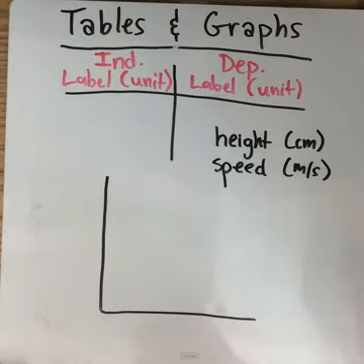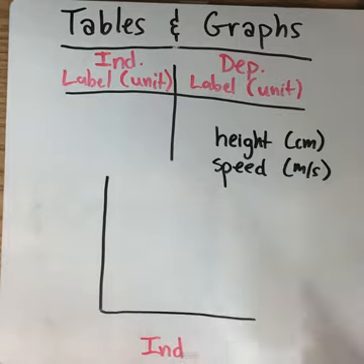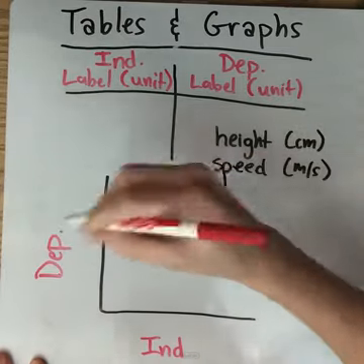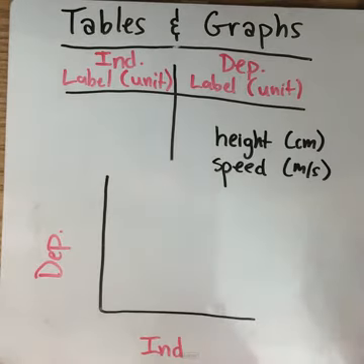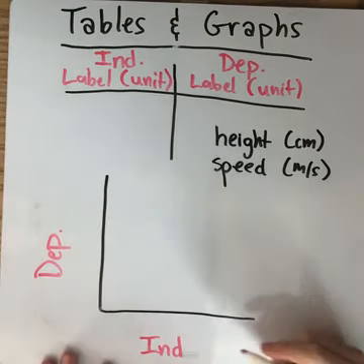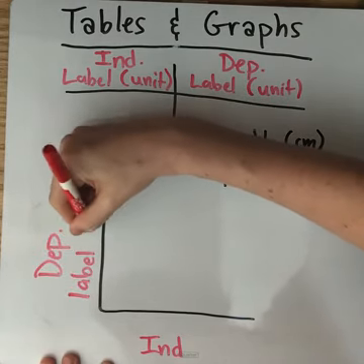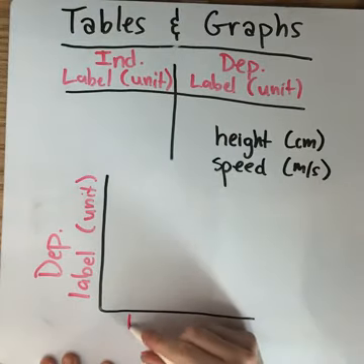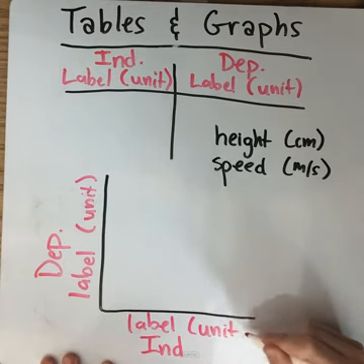Now, when it's time to make the graph, the independent variable always goes on the bottom axis or the x-axis, and the dependent variable goes on the side axis or the y-axis. Once again, when you make the graph, it's important that you give each side a label, parenthesis, unit. And it should match your data table. So label, parenthesis, unit.